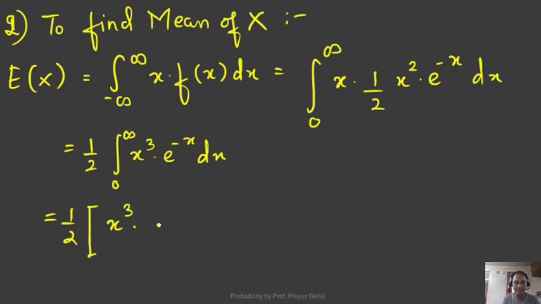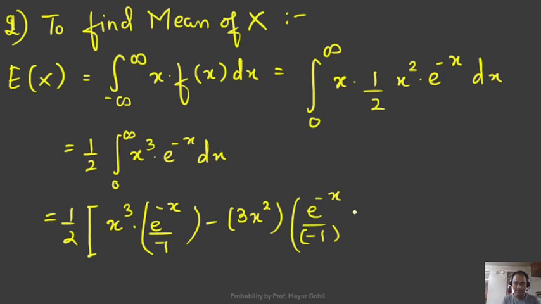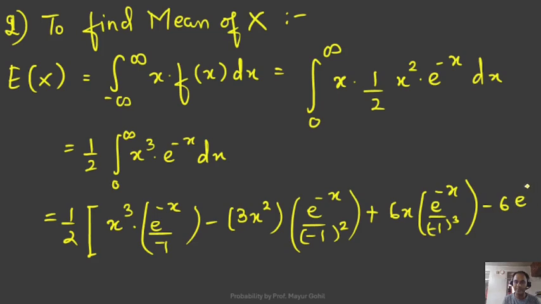it's going to be x cube e raised to minus x over minus 1, and then 3 times x square. Do the derivative of x cube, then it is e raised to minus x over minus 1. And then it is plus 6x e raised to minus x over minus 1 whole square, and then there is minus 6 into e raised to minus x over minus 1 whole raised to 4. You plug in the limits from 0 to infinity.